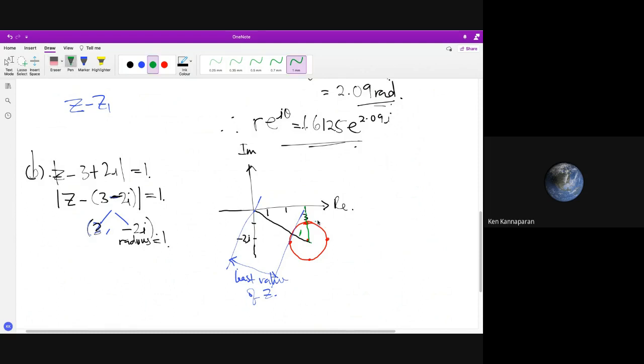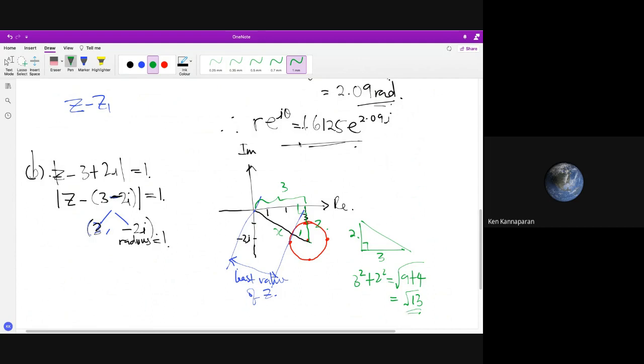Now, this is 3. So let's say I'll just make it as x. Can I find this distance? Yes. So we can use Pythagoras. So this is 2, this is 3. So from there we get 3 squared plus 2 squared, which is 9 plus 4. Square root of 9 plus 4, which is 13. I'll just leave it as square root of 13.